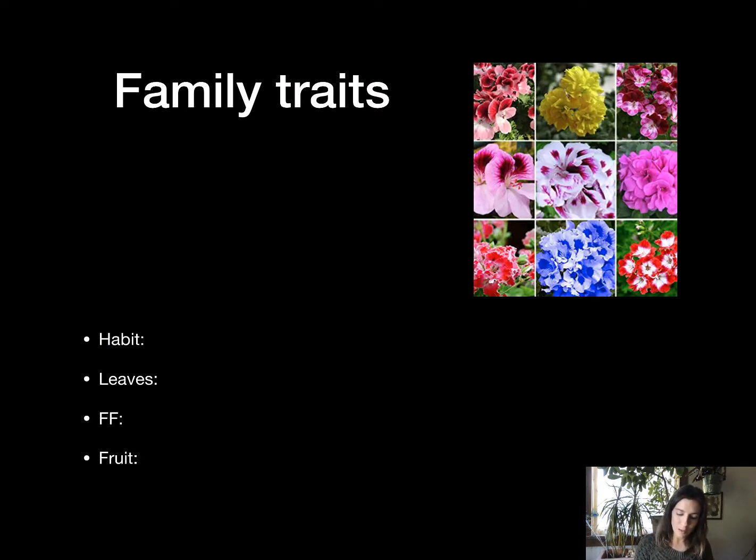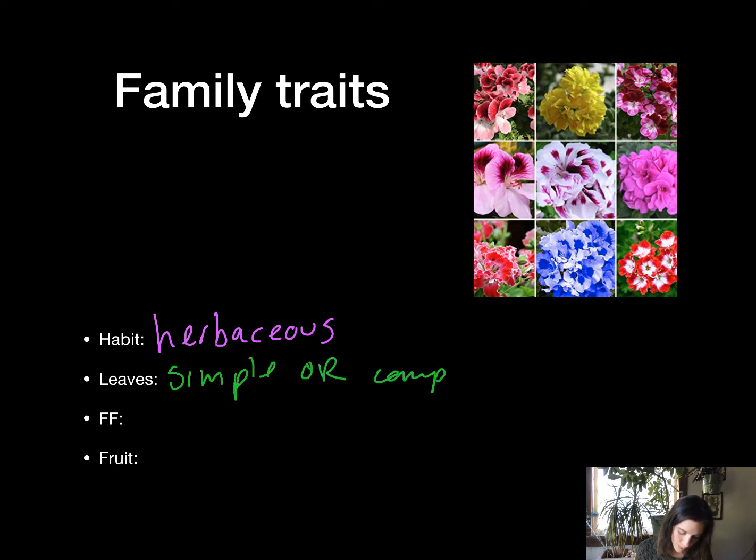Some features that are held in common for all members of the family include the habit. These are herbaceous plants. Oh, have I told you that I can draw on the screen? How cool is that? The leaves can be simple or compound. They can also be basal or cauline, pinnate or palmate. Lots of different leaf looks in this family.